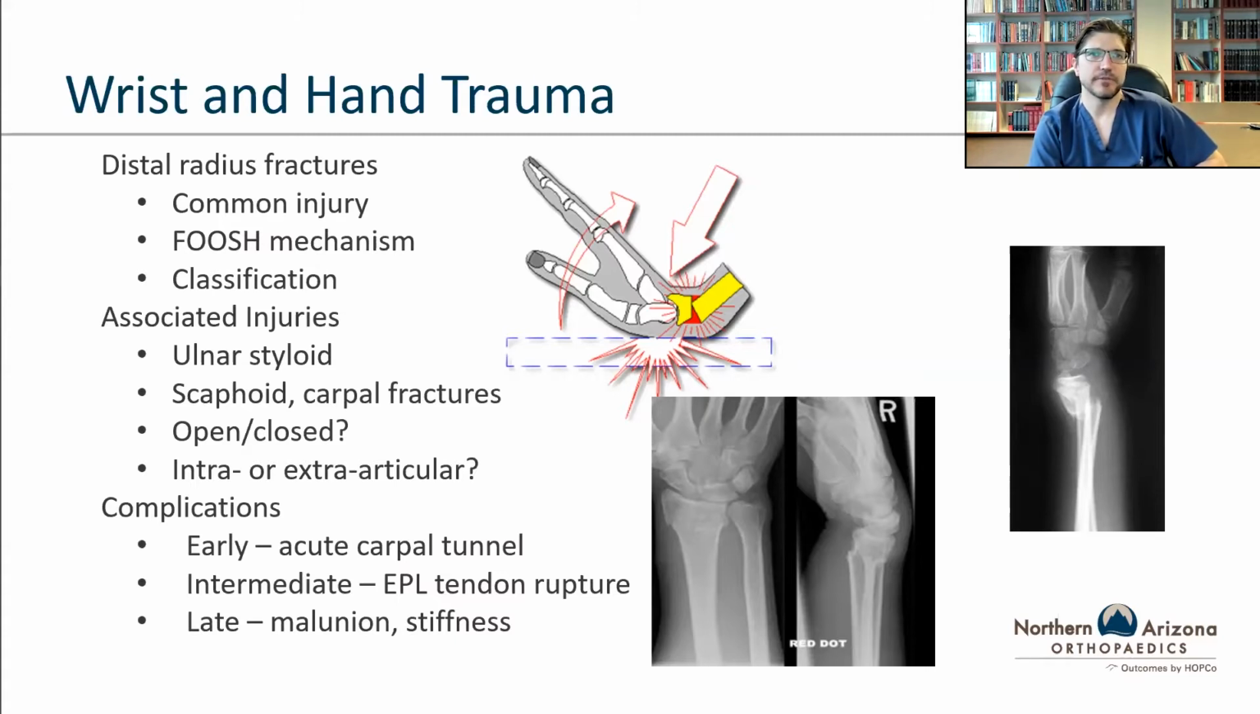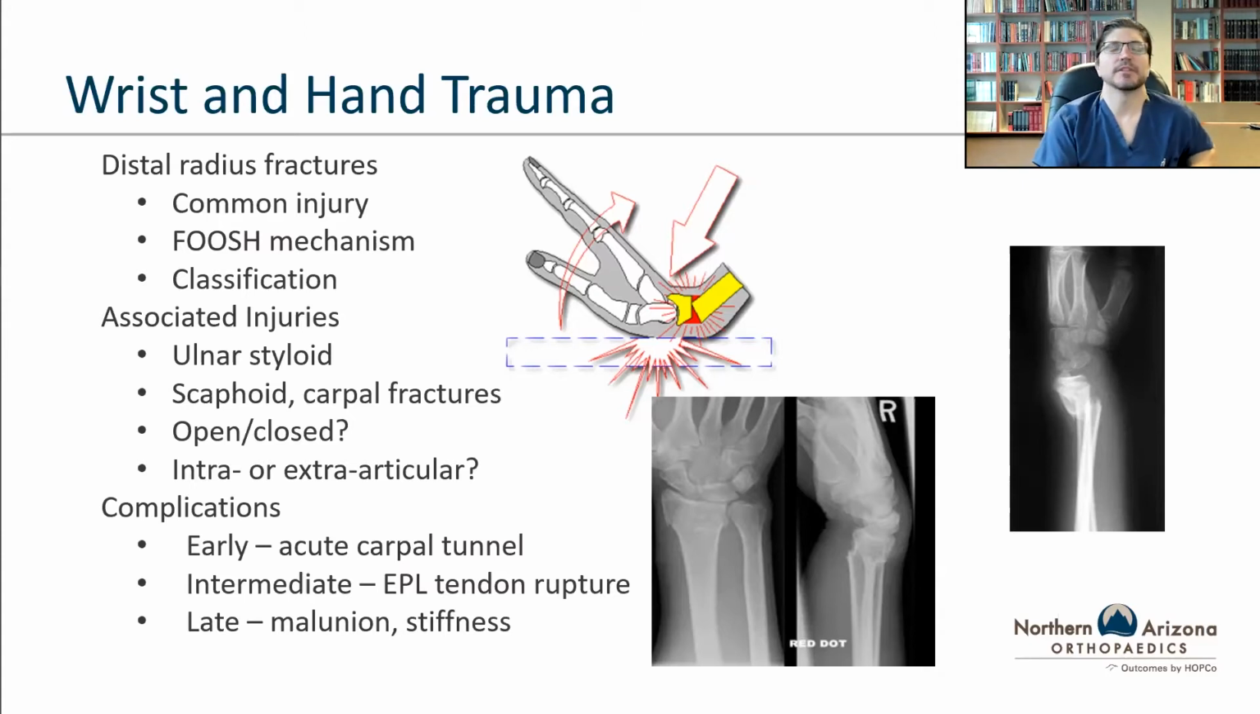Another important aspect of these fractures is whether or not they involve the joint, and that's called an intra-articular fracture. And this may push us more to a surgical intervention rather than non-operative treatment. There are complications that we look for on our early examinations, including carpal tunnel syndrome, which can happen due to increased swelling and compression of the median nerve. So we'll look for that very carefully.